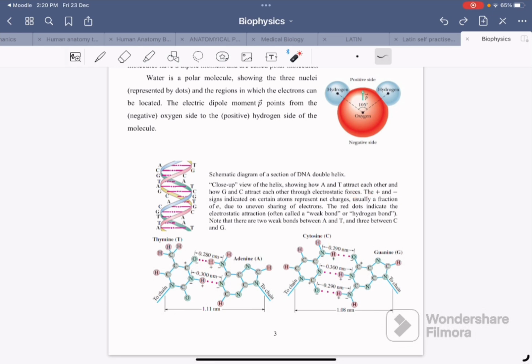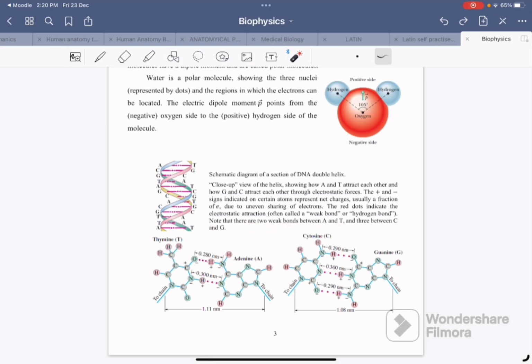The positive and negative signs indicate net charge, usually a fraction of an electron, due to the uneven sharing of electrons. The red dots indicate the electrostatic attraction, often called a weak bond. Here you can see the red dots. All right, hydrogen bond. A hydrogen bond is somewhat weak compared to covalent bonds and other bonds. Note that there are two weak bonds between adenine and thymine.